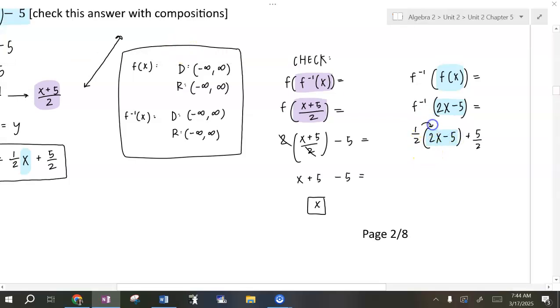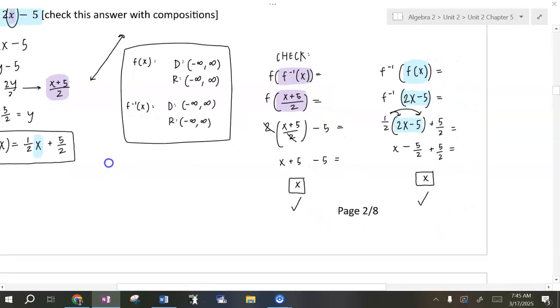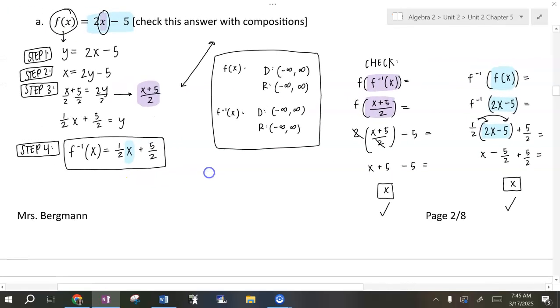So I'm just replacing the x value here with 2x minus 5. So I'll distribute my 1/2. 1/2 times 2 is just going to make an x. 1/2 times negative 5 is negative 5 over 2. Bring down my positive 5 over 2. Negative 5 over 2 plus 5 over 2 cancels out, and you end up with just x. So when you check it and you plug in the composition both ways, you have to check it both ways, and you should get x both times. So this one we know it's correct because the composition both ways simplifies down to x.